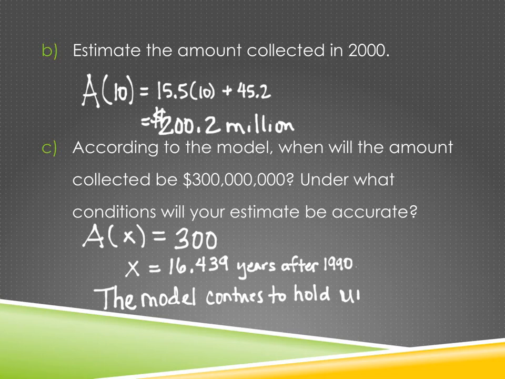We'll say until 2016. This model's got to keep working. The rate of change has got to stay the same. It can't change. I can't have a huge jump up, a huge jump down. I can't have anything drastically different happening than what was already happening in general.